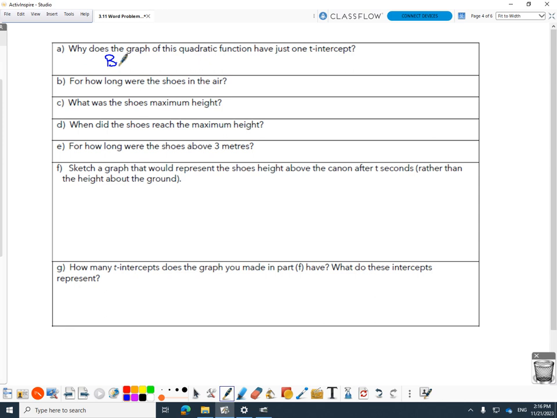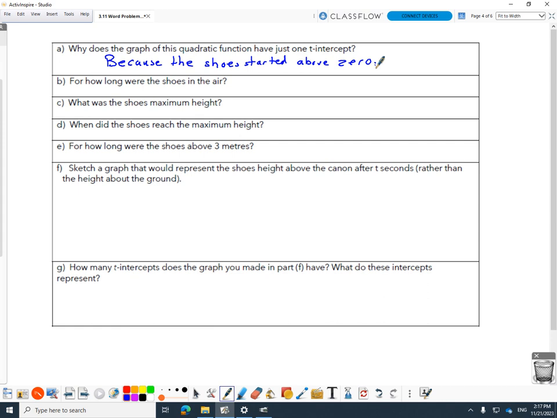Because the shoes started above 0. Maybe it's more complicated than that. Maybe it's not. It might just be simple that you're not going to get a second t-intercept because the shoe started above the ground. They can only hit the ground once in this situation. Iron Man could, the way he was flying. He could hit twice. Not because he's Iron Man, just because of the nature of the situation.